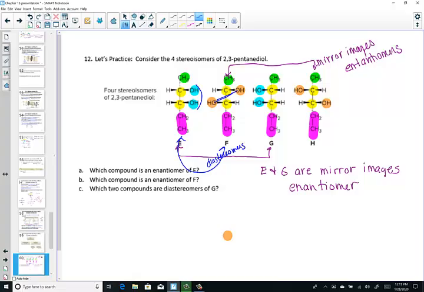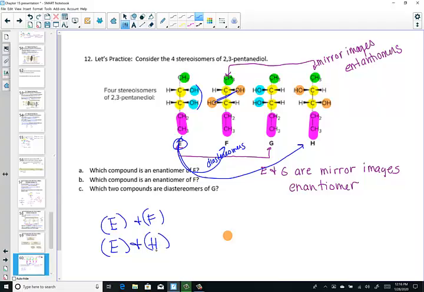Diastereomers. For letter E, I have another. I keep calling that A, but E with H, those are not mirror images either. So I have that first structure E, and I looked at it with F. Nope, those are diastereomers. And we could say the same E with the H, diastereomers.